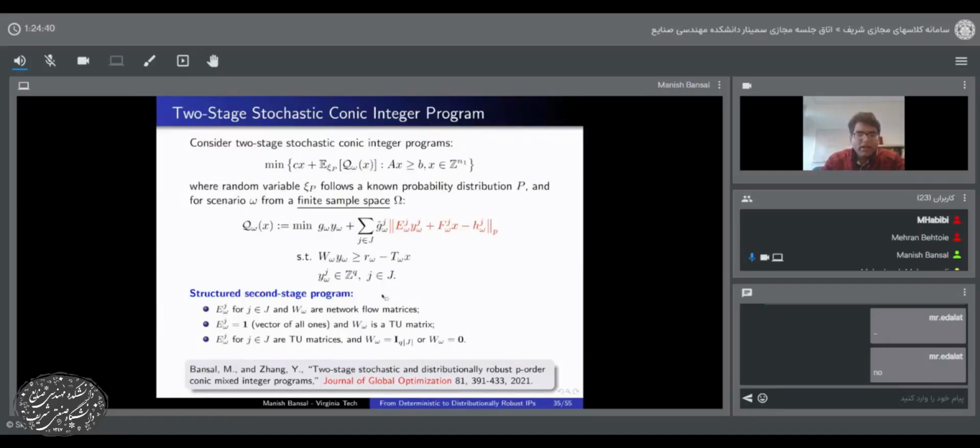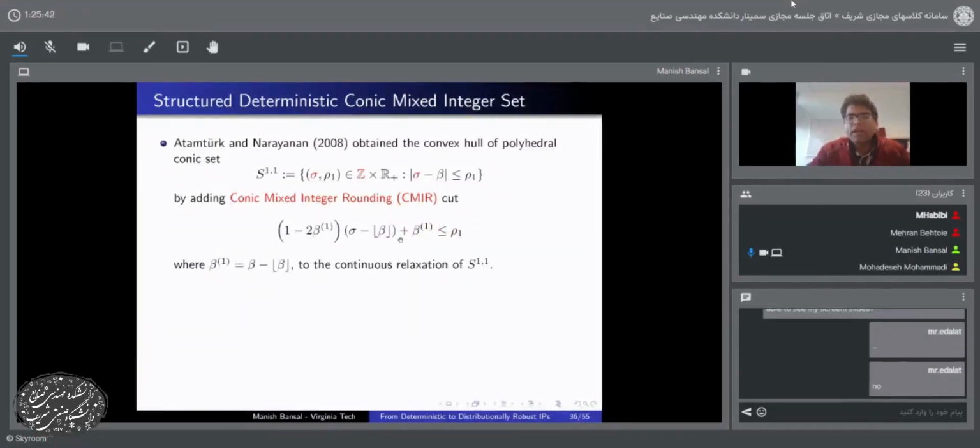This, along with another PhD student, led to this work. These conic mixed integer rounding inequalities for this set showcase that by adding these conic mixed integer rounding inequalities, or CMIR, we can obtain the convex hull of this set, which is denoted by S11. One reason is that it has only one constraint, and the other is that it has only one integer variable in that constraint. So the plan was, okay, can we do some extension of S11?